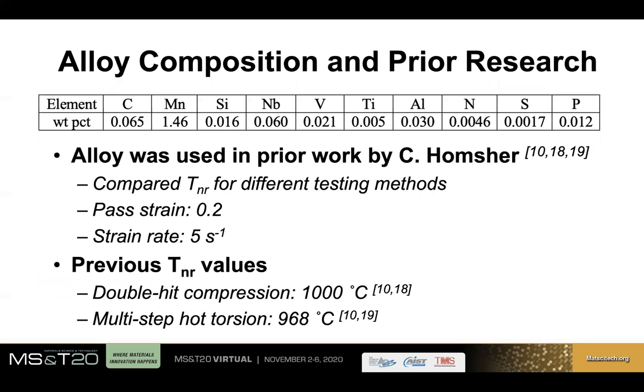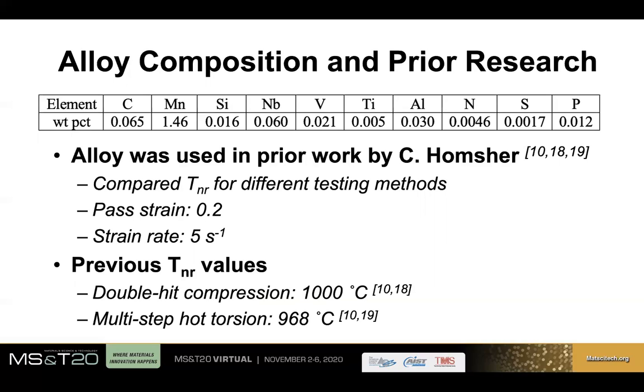So the alloy used in the present study is shown here on the slide, and it is a niobium vanadium bearing microalloyed steel with a small titanium content. And this alloy was used in prior work in the Advanced Steel Processing and Products Research Center by Karen Homscher. And her research focused on comparing TNR for double hit compression and multi-step hot torsion testing. And so the reason this alloy was selected for the present work is because we already had TNR values for both double hit compression and multi-step hot torsion.